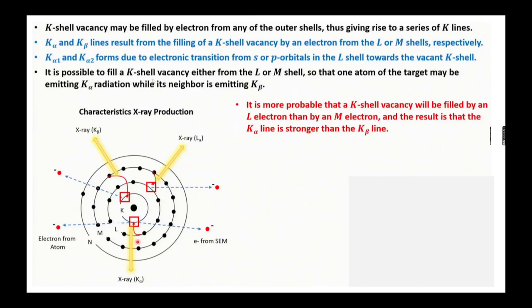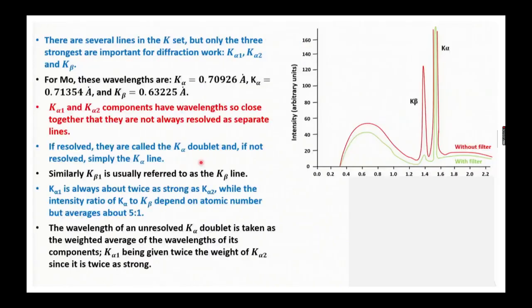It is possible to fill a K shell vacancy from either L or M, so one atom of the target may emit K alpha radiation while its neighbor emits K beta. But it is more probable that the K shell vacancy will be filled by an L electron than by an M shell electron. That's why the K alpha line will be stronger compared to K beta. K beta will be weaker, but K alpha will be stronger. So the intensity of K alpha is higher compared to K beta.